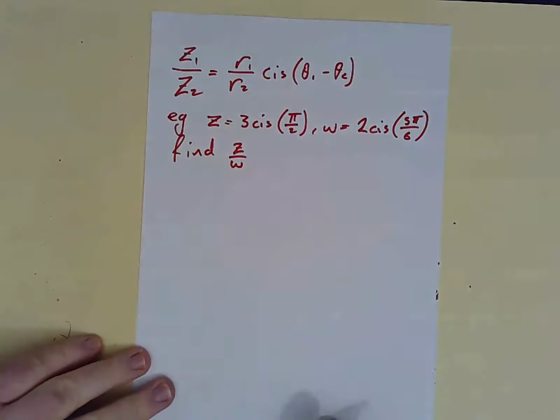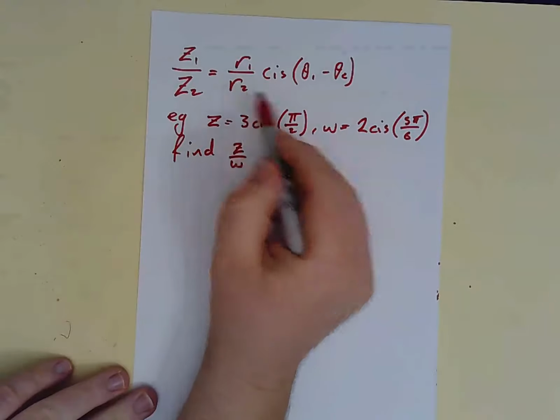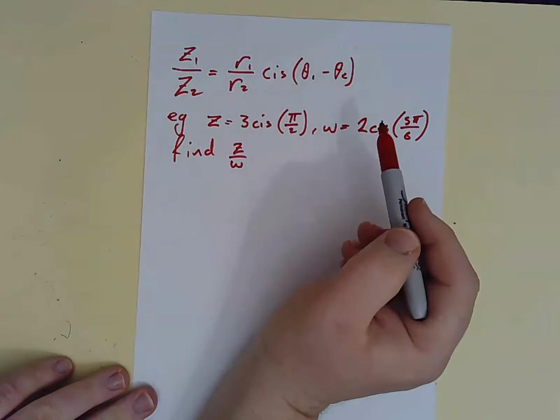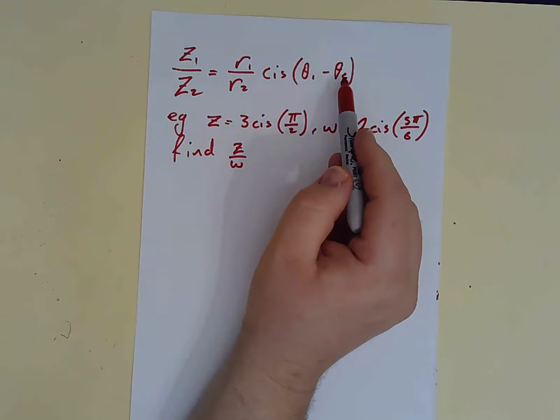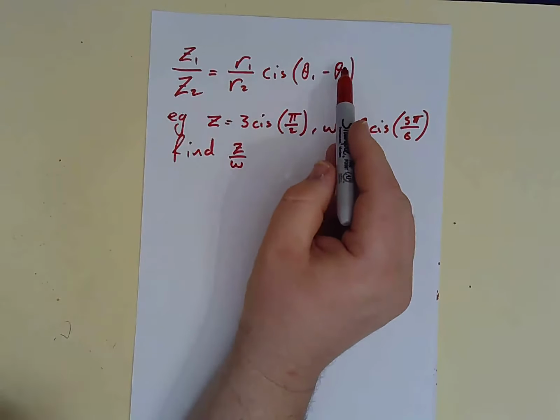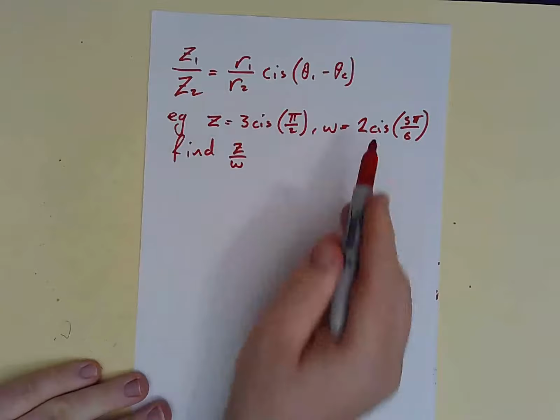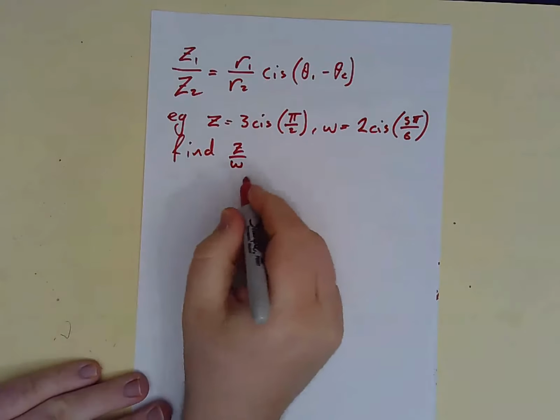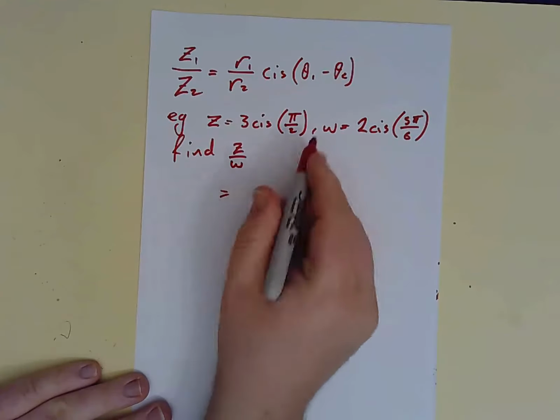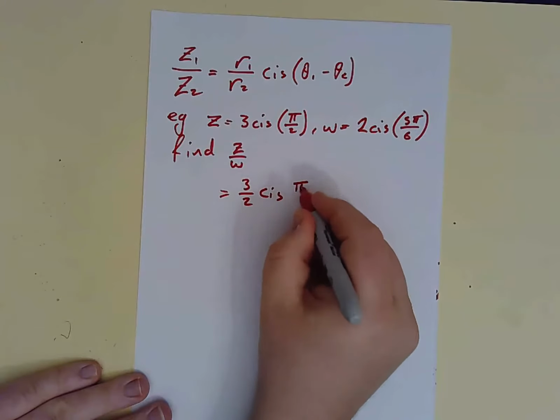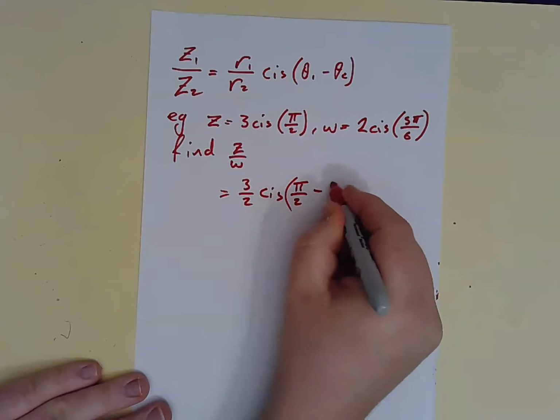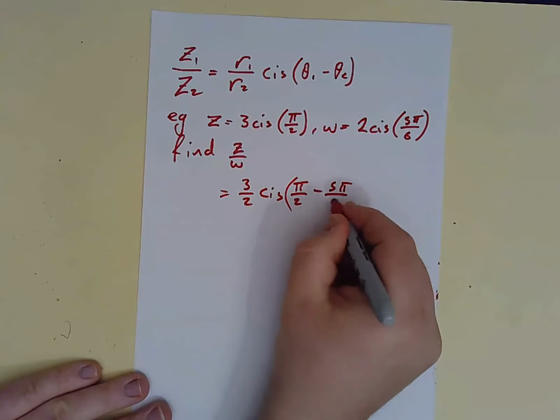Let's look at division. We probably could guess what division looks like from the multiplication. We divide our magnitudes and we minus our, what am I thinking, our angles. So here I've got the same z and w. We're going to divide them now though. So this is going to equal 3 divided by 2 cis of pi on 2 minus 5 pi on 6.